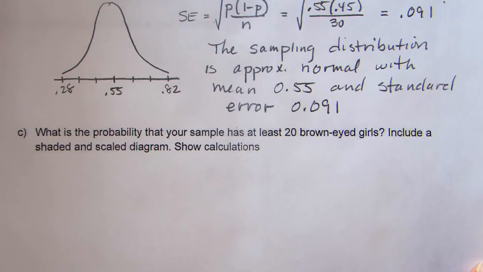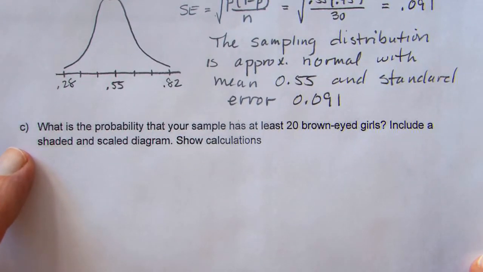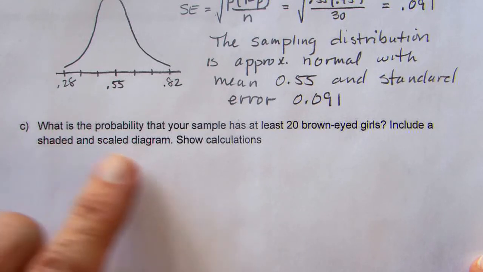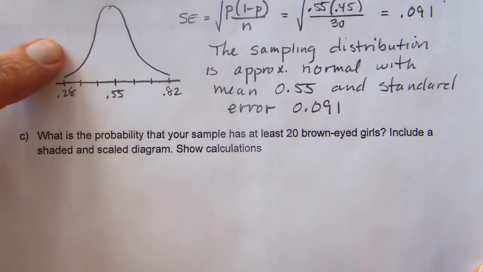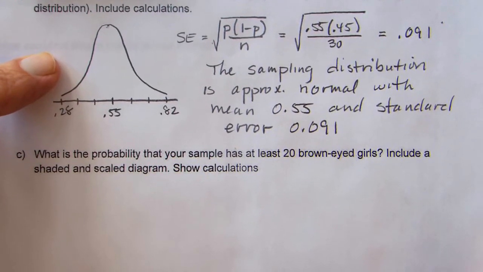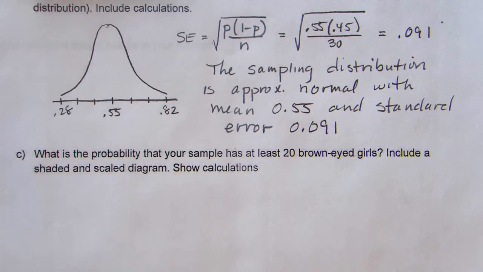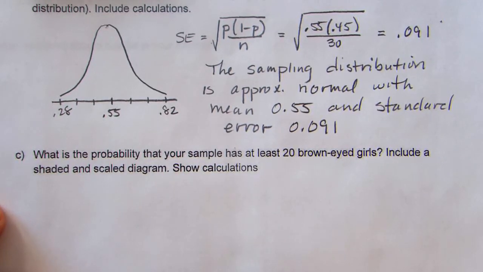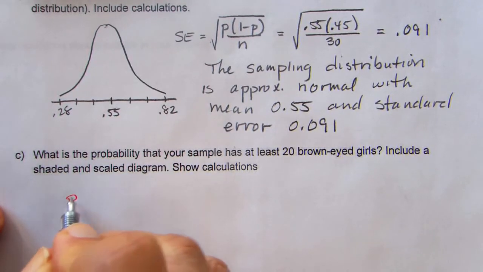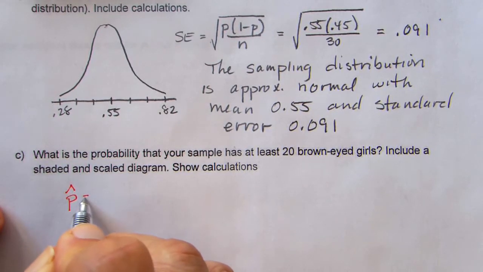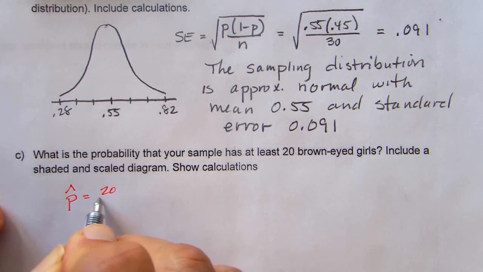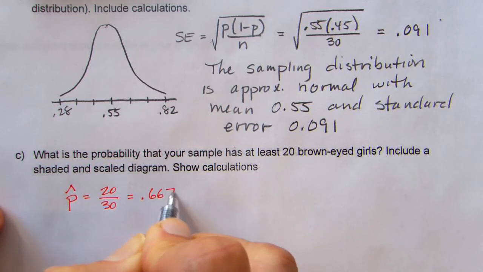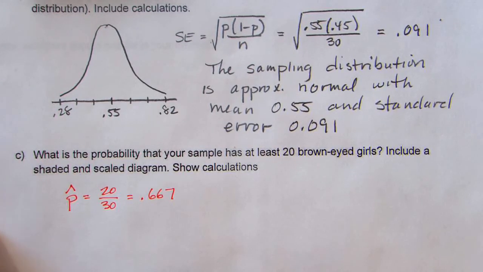What is the probability that your sample has at least 20 brown-eyed girls? Include a shaded and scaled diagram. Show your calculations. I'm going to use the diagram up here, hopefully that's okay with you, just to save us a little time. At least 20 brown-eyed girls. We're talking about a sample, and when we talk about a sample, we call that p hat. The sample proportion is 20 over 30, which works out to be 66.7%. So we call that p hat.